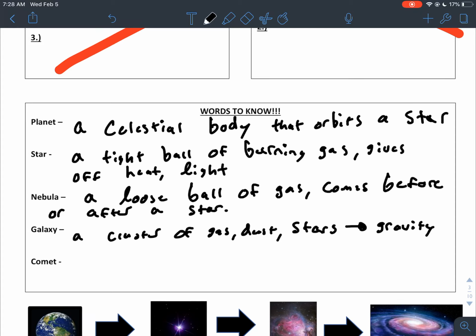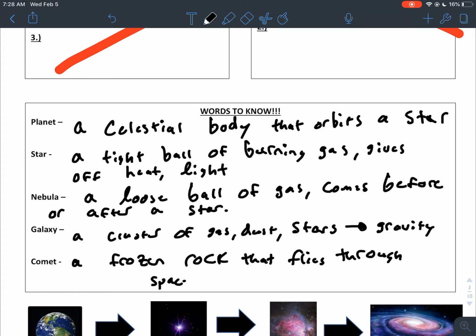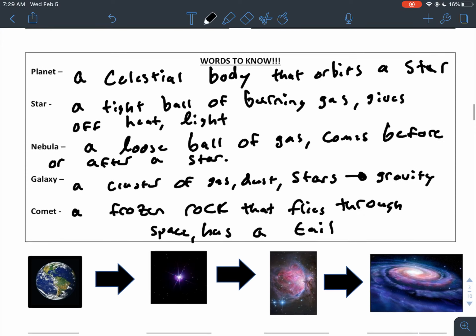All right. And then your last thing here, it is not too tricky, but for some reason it's thrown into this lesson by the state of Texas. They also want you to know the definition of the word comet. A comet is a frozen rock that flies through space, and put comma, has a tail. That is like the defining thing of a comet. That's what makes a comet a comet. If it has a tail out the back, it looks like a shooting star kind of, that makes it a comet. Comets are frozen, and they give off a bright tail.